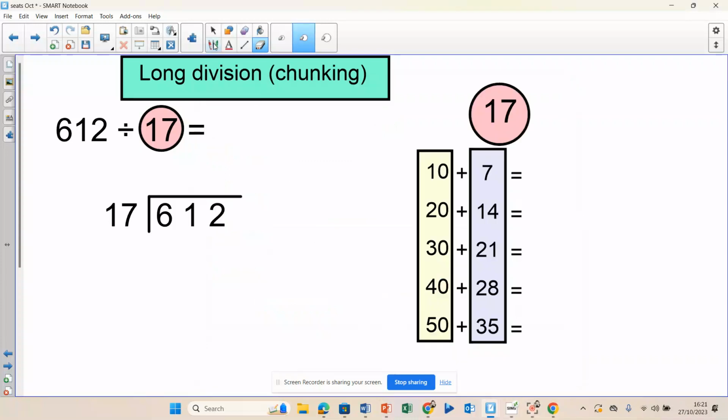Hello and welcome to my explanation on long division, and in school we use the chunking method. So here I have my calculation. I've got 612 divided by 17 and I need to try and find the answer.